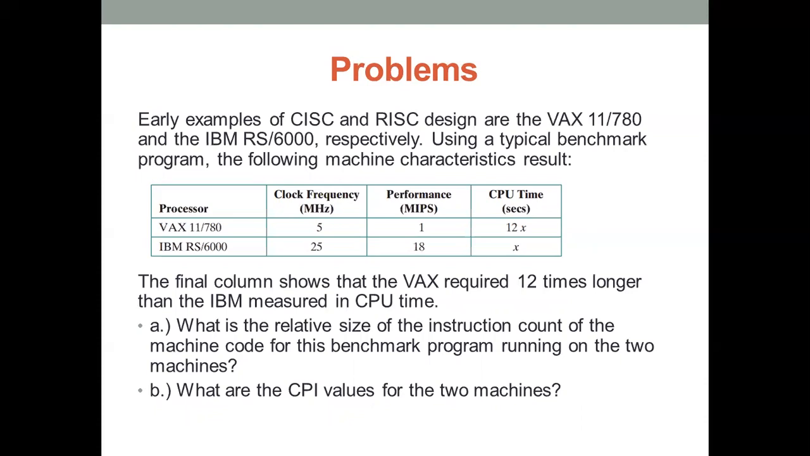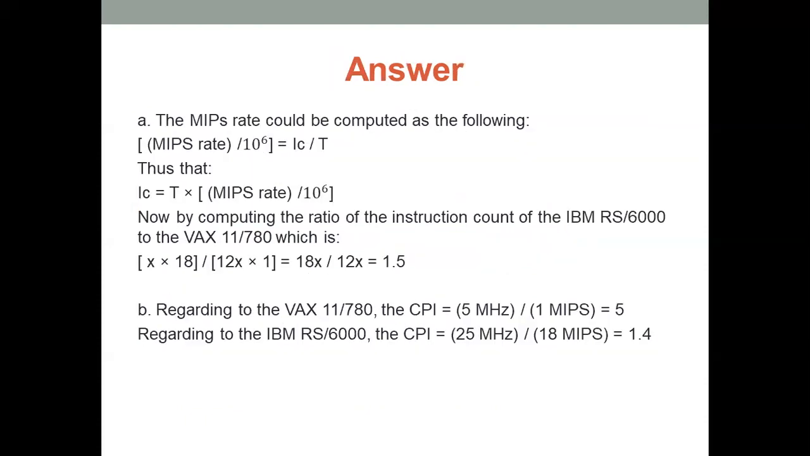The question is, what is the relative size of the instruction count of the machine code for this benchmark program running on the two machines? And what are the CPI values for the two machines? According to the table, we have two different processors, VAX 11/780 and IBM RS/6000, each of which has different clock frequency, performance, and also CPU time. So here is the answer.